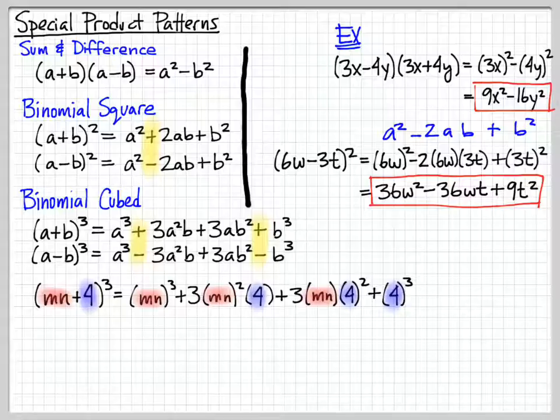So this completes our lesson. Learn and study these special product patterns.